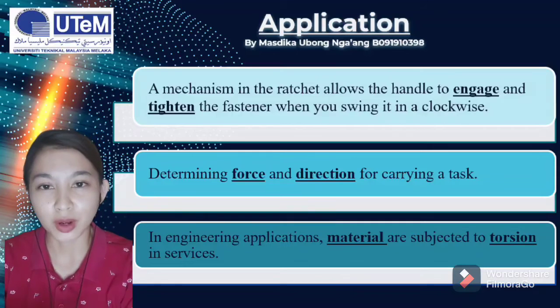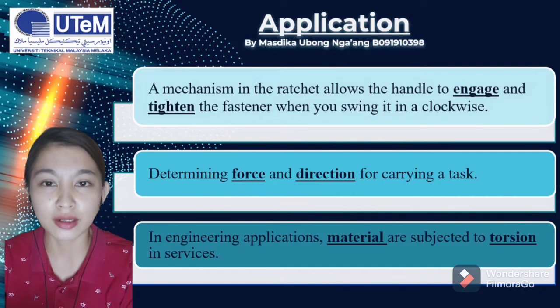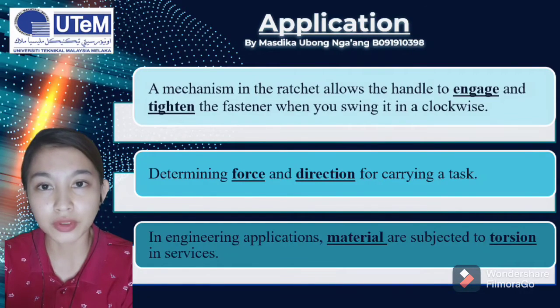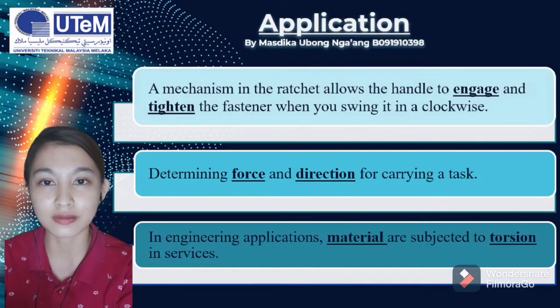Hi, my name is MASDIKA. The subject of my presentation is about the applications. The main application, a mechanism in the ratchet, allows the handle to engage and tighten the fastener when you swing it clockwise, then determining force and direction for carrying a task. Meanwhile, in engineering applications, materials are subjected to torsion in service.